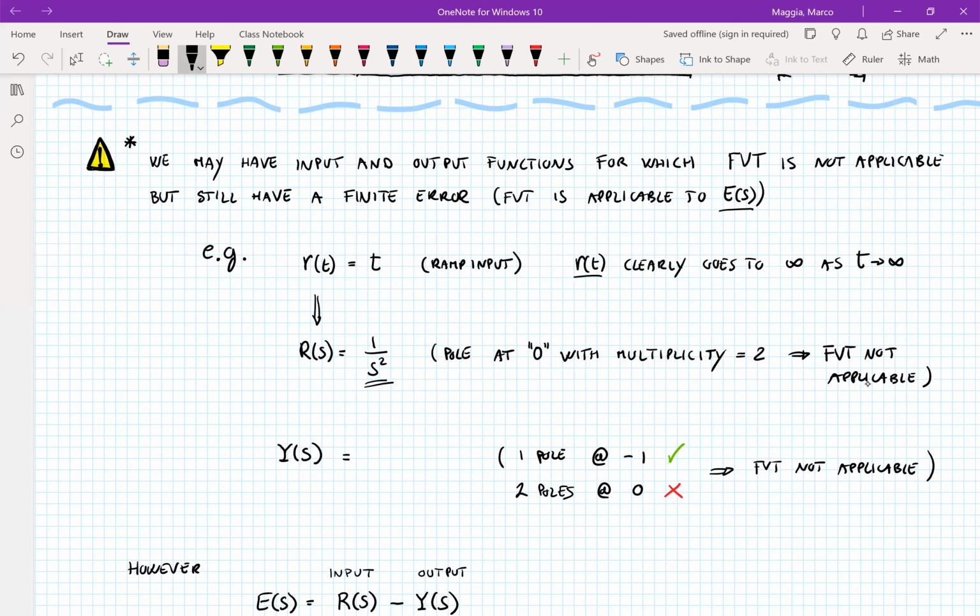Now let's say that we have an output function that is equal to 1 over s squared times (s plus 1). Is the final value theorem applicable for this function? Well, let's take a look at the poles of this function. We have 3 poles. One pole at -1. -1 is different than 0, it has a negative real part, so condition 1 is met. But the other 2 poles are equal to 0, so we have a zero pole with multiplicity equal to 2. So condition 2 is not met. Therefore, the final value theorem is not applicable for the output either.